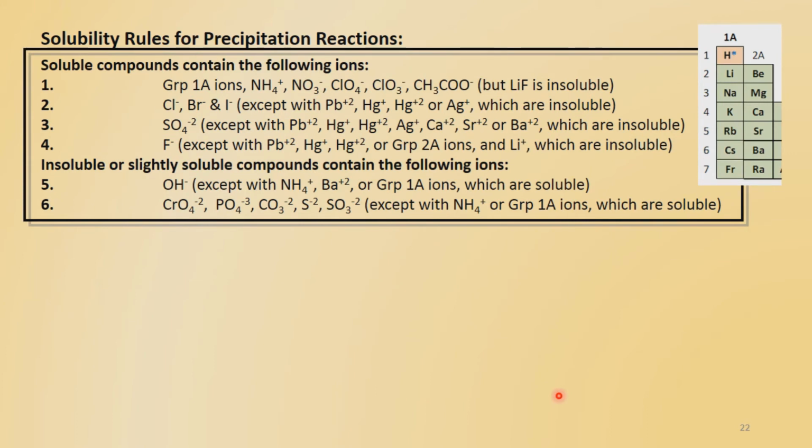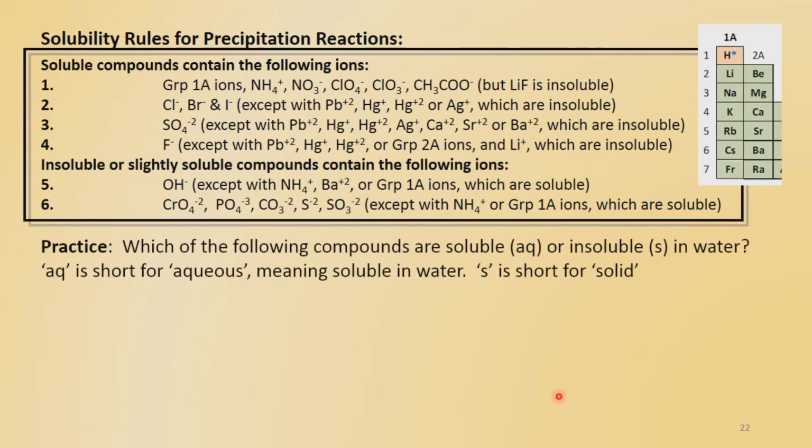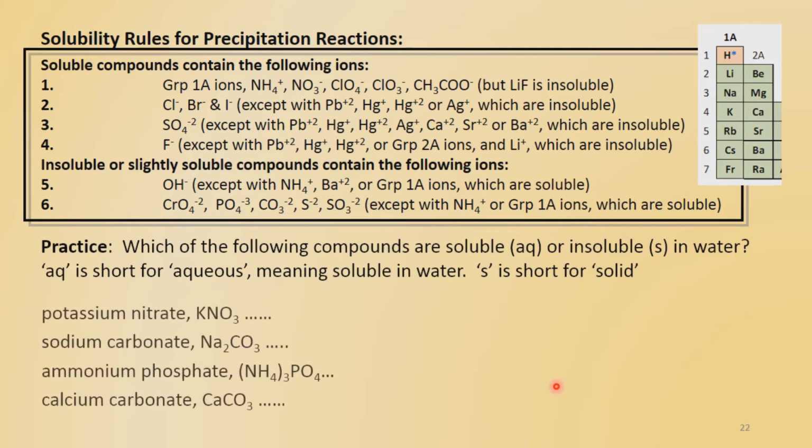Solubility rules for precipitation reactions. Let's get some practice. So for each of the following compounds, I'd like you to predict whether they are soluble or insoluble. And you can use the symbol AQ, meaning soluble, or S for insoluble or solid. First of all, potassium nitrate. We've just seen that all nitrates and all group 1A ions, of which potassium is a member, are soluble, so certainly potassium nitrate would be a soluble compound.